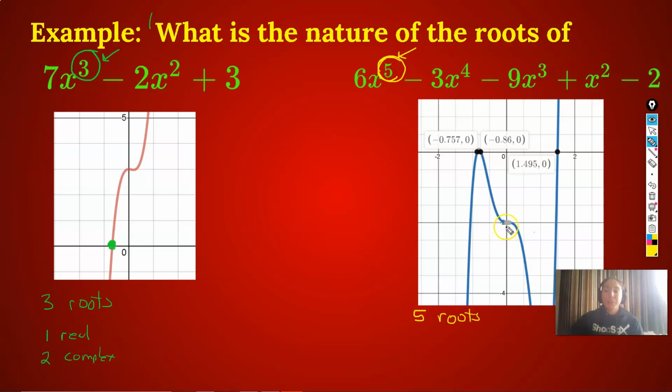How many real roots do we see? Well, here's one here, and then here's 2 here. This is why I highlighted them, because they were hard to see. So there's 3 real roots, and all 3 are straight pass-through points, so they all have multiplicity 1. So this polynomial has 3 real roots, and how many would have to be complex? Well, the 2 remaining would have to be complex, okay?